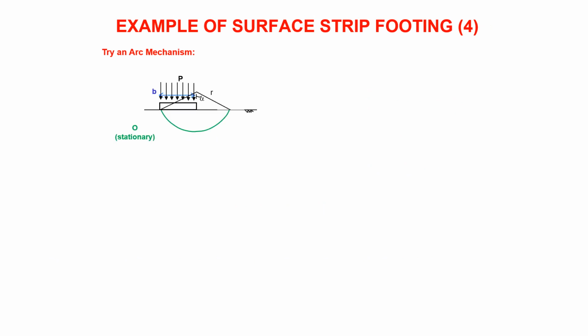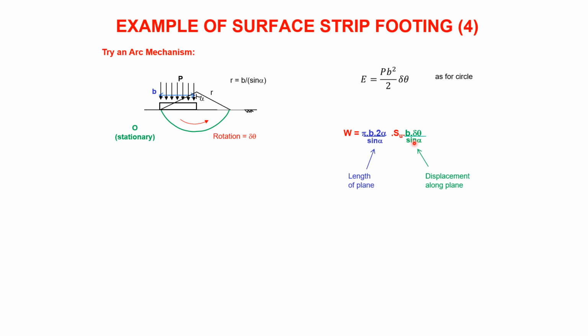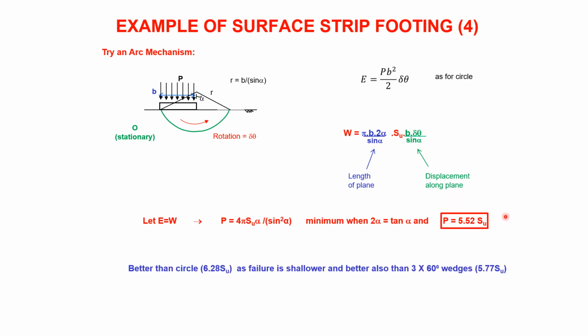So let's try an arc, so a circle with the center above the surface of the soil. Now I won't go through the maths in great detail here, but R, the radius there will be B over sine alpha. The rotation again is delta theta. The external work done is exactly the same. The internal work dissipated is a bit different. That's the length of the plane, the blue bit, which is that bit there. And the displacement along the plane has also changed. Anyway, this all gives you 5.52, which has got better.